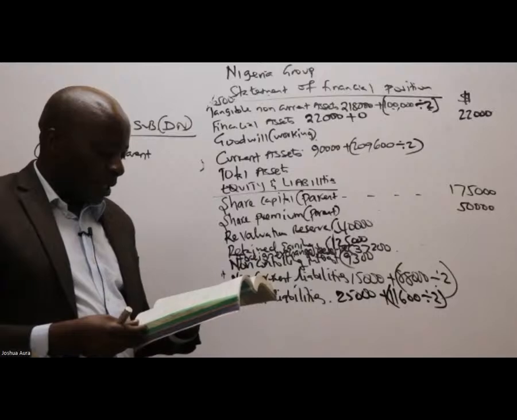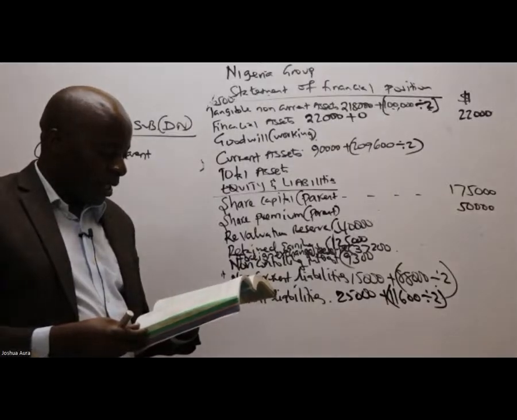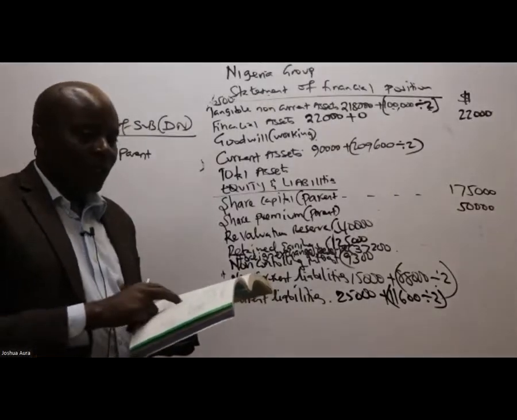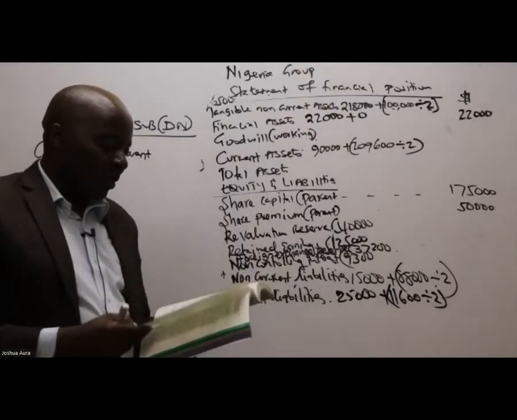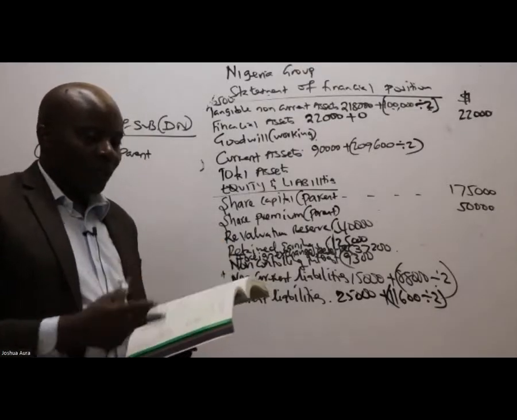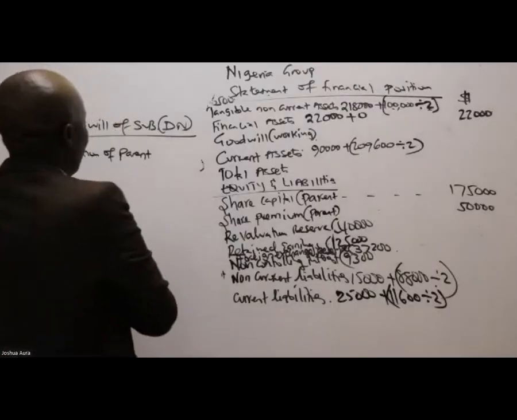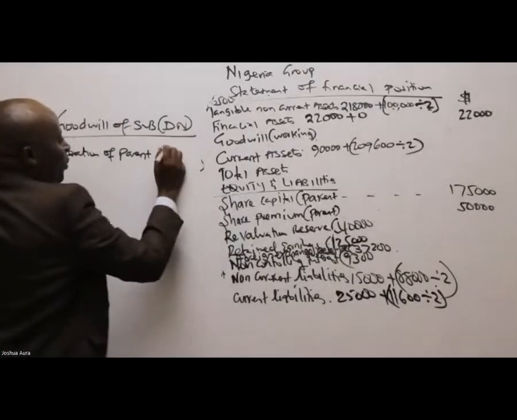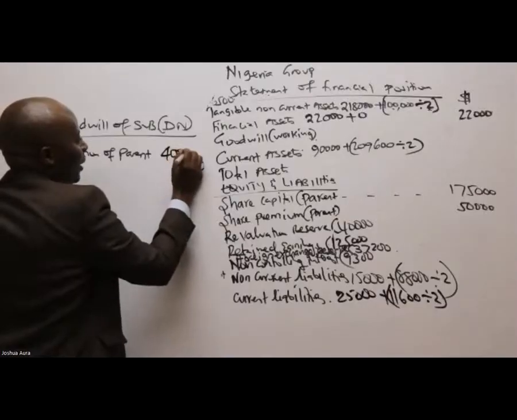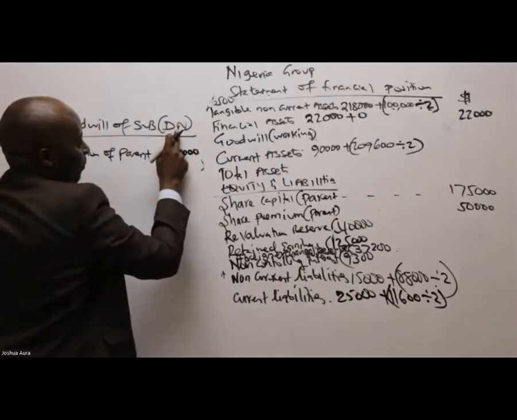Have you been given the parent? The parent in this case paid how much for the subsidiary? They're not talking to me. Perhaps they don't have the question. So Mary tells me the parent paid 400,000. The parent paid 400,000, and this has to be in terms of DN.